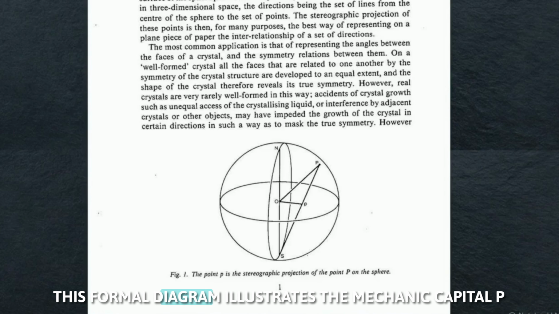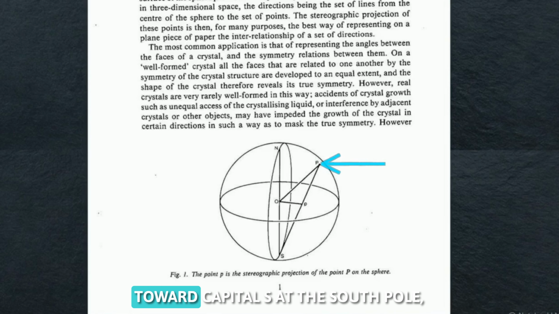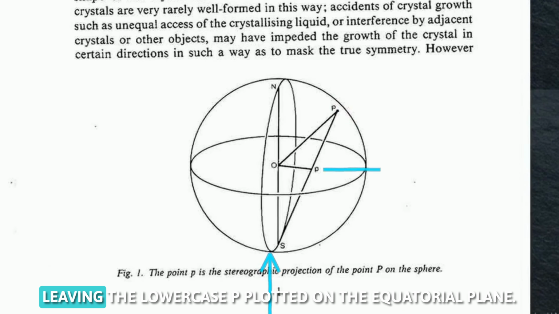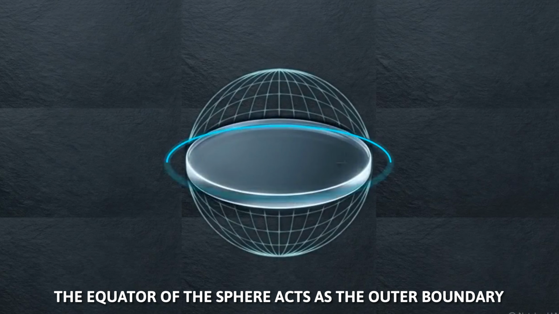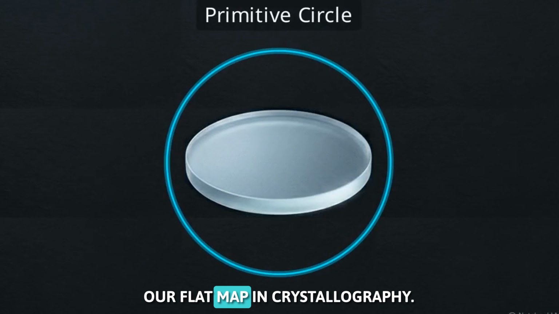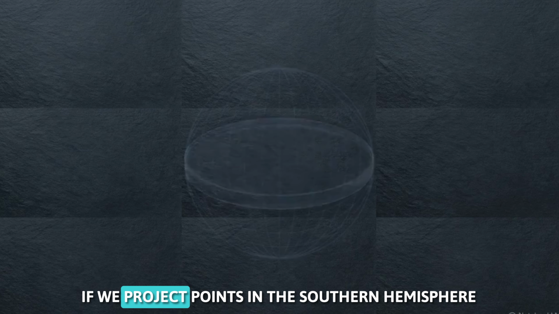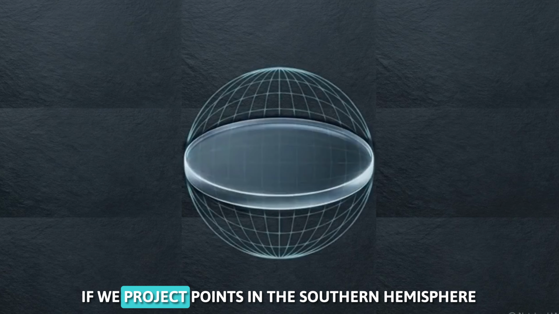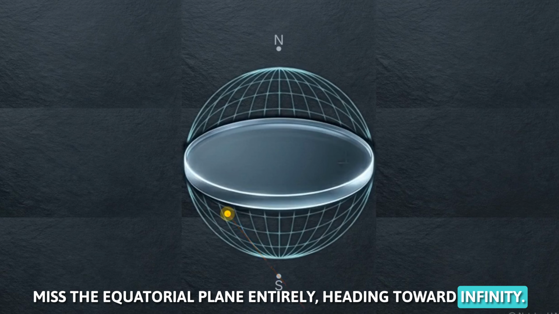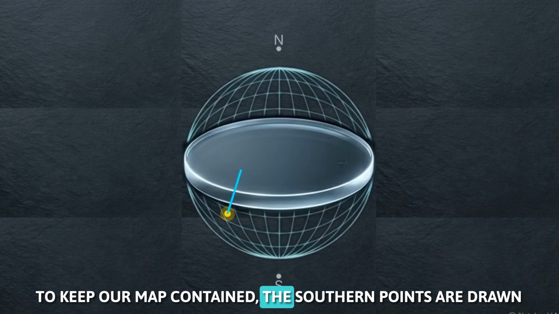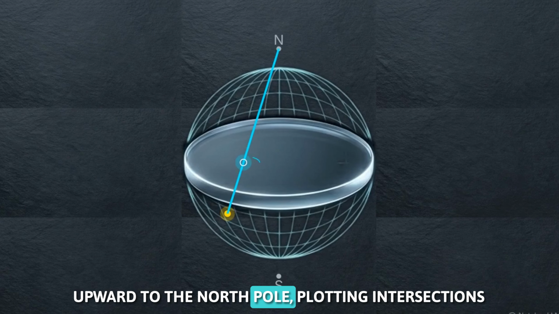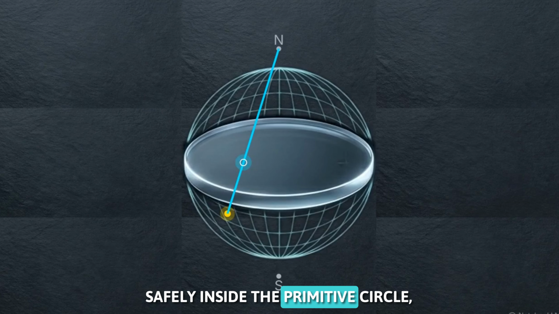This formal diagram illustrates the mechanic. Capital P on the sphere's surface projects down toward capital S at the South Pole, leaving the lowercase p plotted on the equatorial plane. The equator of the sphere acts as the outer boundary for our flat map. In crystallography, this boundary is called the primitive circle. If we project points in the southern hemisphere down to the South Pole, their lines miss the equatorial plane entirely, heading toward infinity. To keep our map contained, these southern points are drawn upward to the North Pole, plotting intersections safely inside the primitive circle.